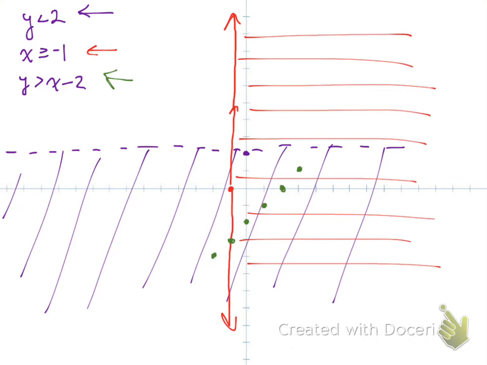And in this case, again, we're going to go with a dashed line because we have a strict inequality that is strictly greater than, not greater than or equal to. There we go.